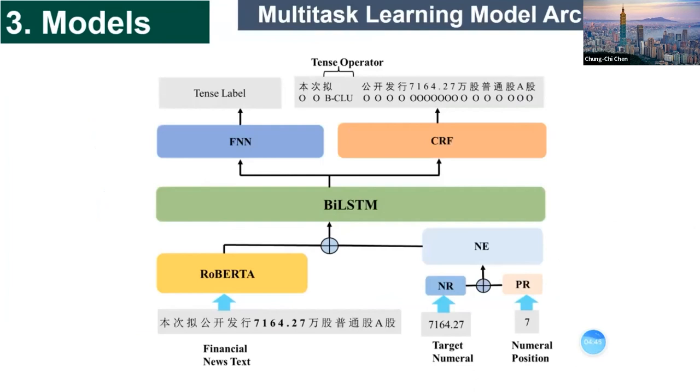We use a bidirectional long short-term memory conditional random field model to conduct a sequence annotation task and extract tense operators as an auxiliary task. In the process of training, the BiLSTM effectively captures the input contextual features. The two tasks share the parameters of the BiLSTM layer, which can improve the ability of the model to understand the tense information of the task, so as to improve the performance of the model.